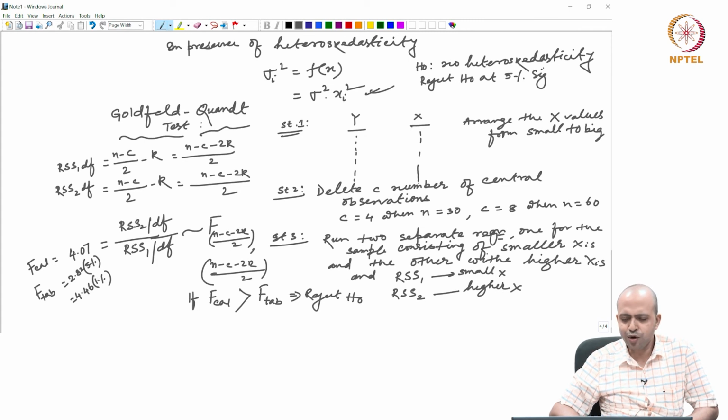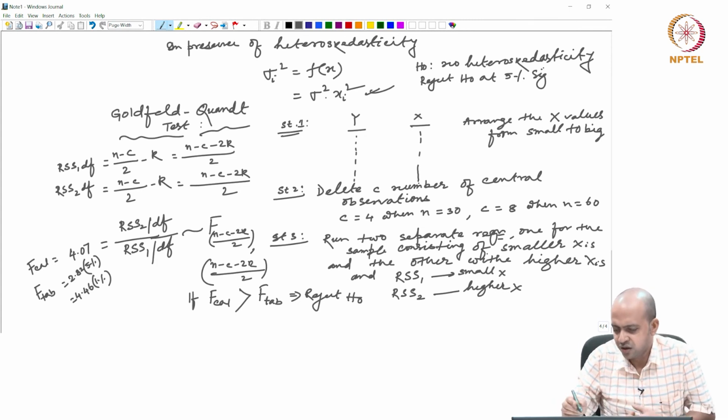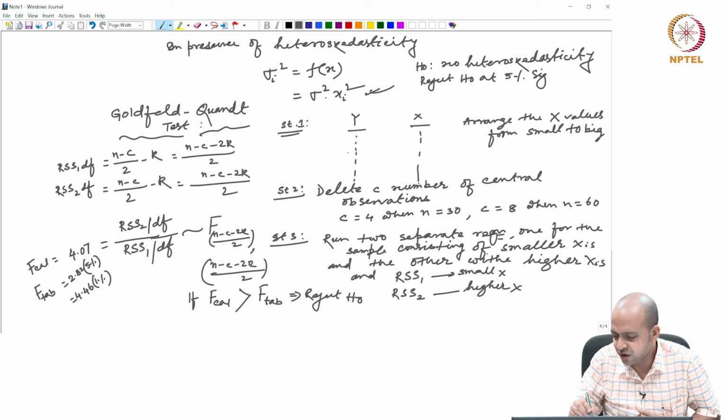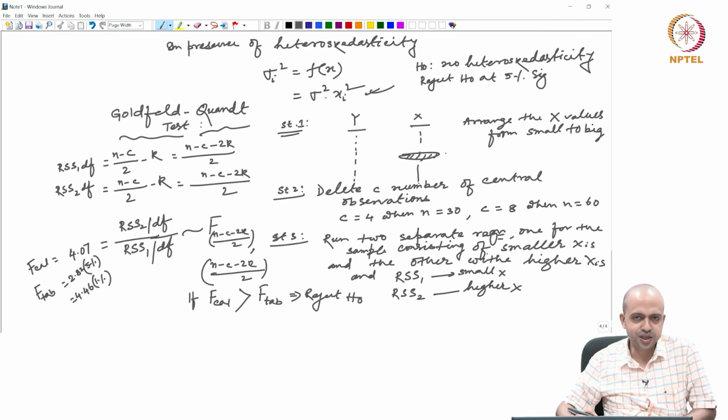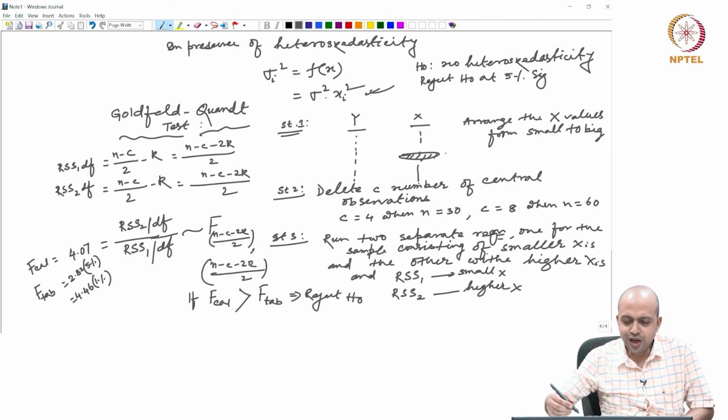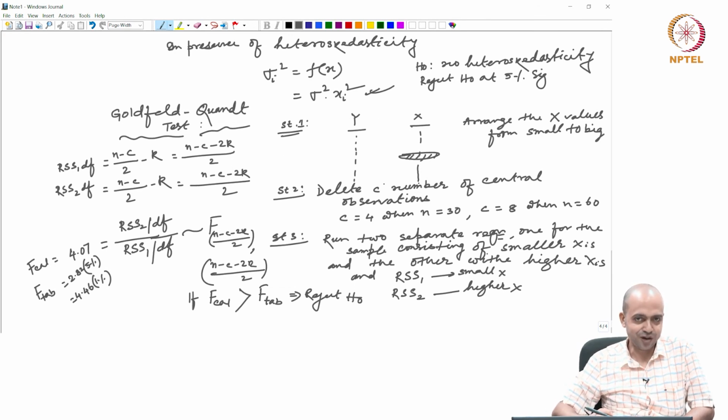This is about your Goldfeld-Quandt test. But one thing is not clear: why are we deleting the central observations? Because we have arranged the data and then we have deleted the 4 observations so that the RSS of the second sample becomes quite different from the RSS of the first sample. Based on that logic only, we are deleting the central observations. Are you getting my point?